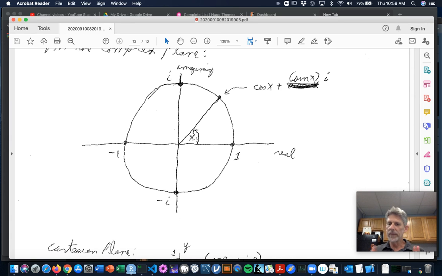Wow. Amazing identity. And it was the basis for establishing a relationship between the real and the complex numbers through exponentiation.